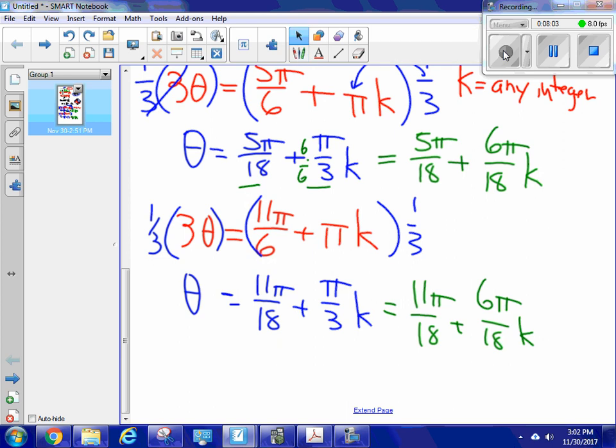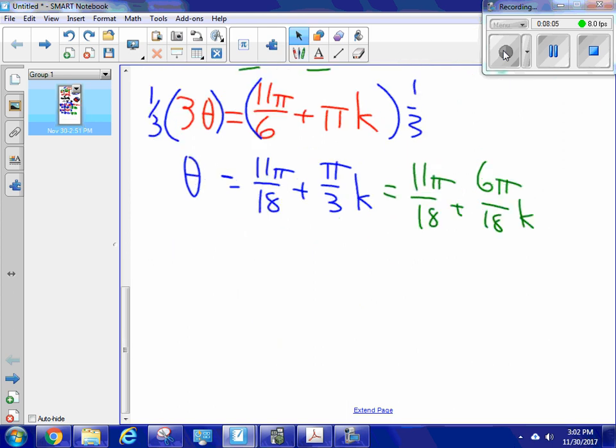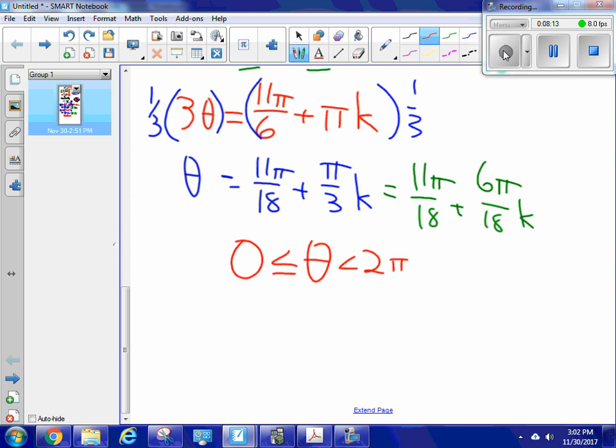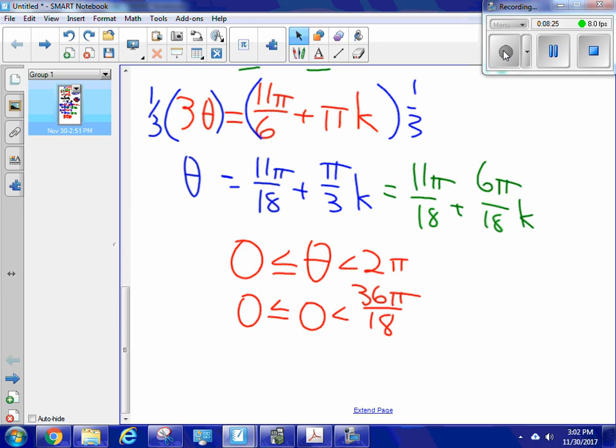That's going to make my life a lot easier. And the other thing I'm going to do to make my life a lot easier is I'm going to say, well, I know I was looking for my answer between 0 and 2 pi. Well, since I'm dealing with 18ths, I'm going to say I would like it between 0 and 36 pi over 18. So now everything has the same denominator, and I can go about setting up my table.